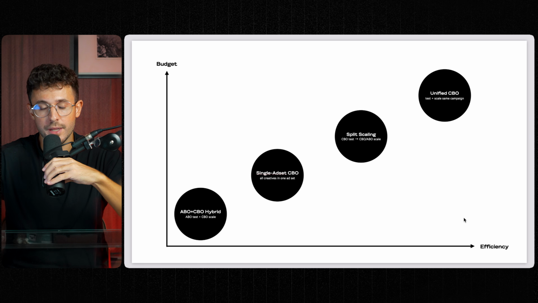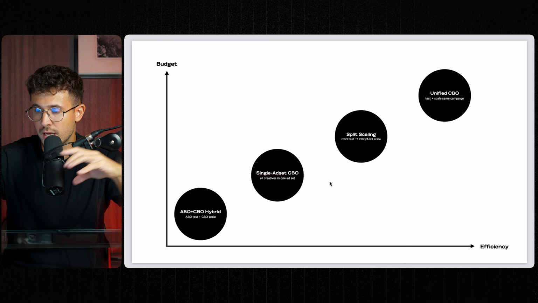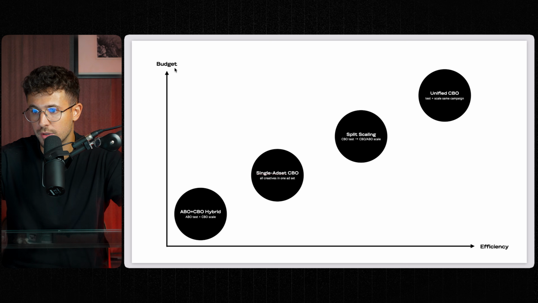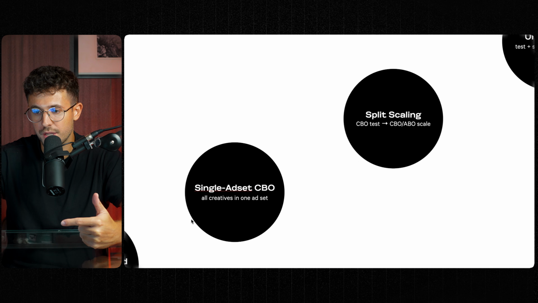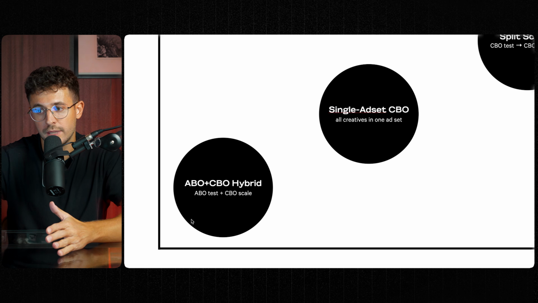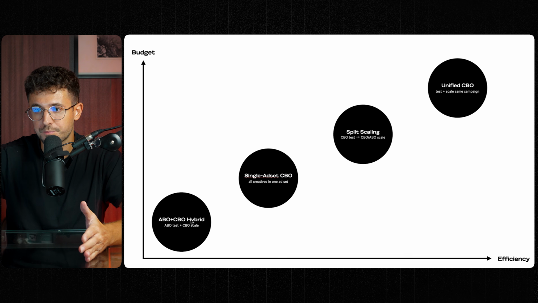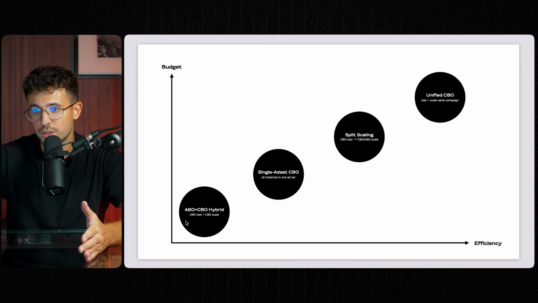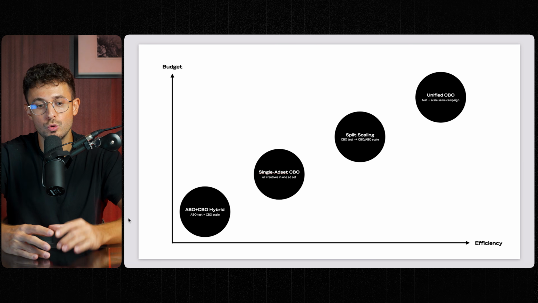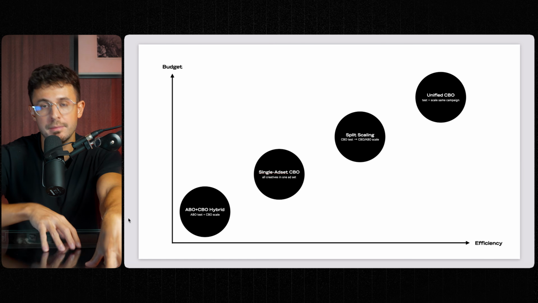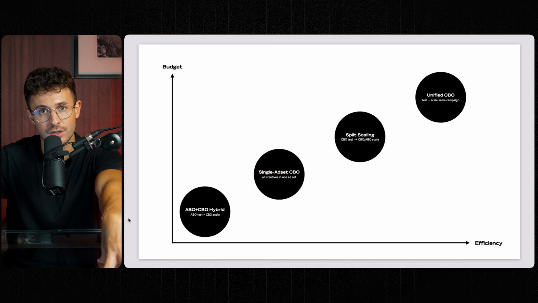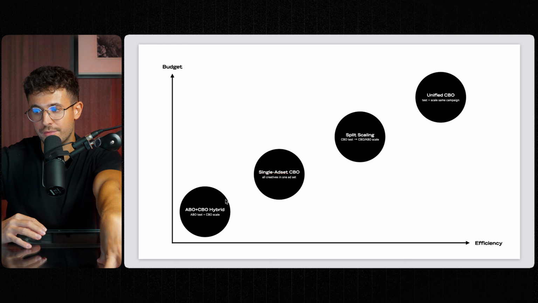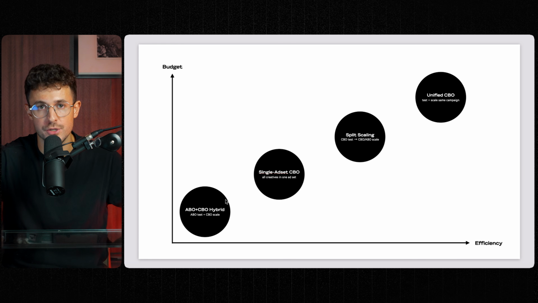How do these different campaign structures differentiate from each other? To explain this, I use this graph where I basically show you the difference between budget and efficiency. This campaign here, ABO plus CBO hybrid, so ABO to test and CBO to scale, works very well when the budget is low, because when the budget is high, it's going to be too difficult for you to manage everything, and Meta can just do it better than you. What you rather need to focus on is analyzing the creatives. The best scenario is to have the highest efficiency based on the budget that you're spending.